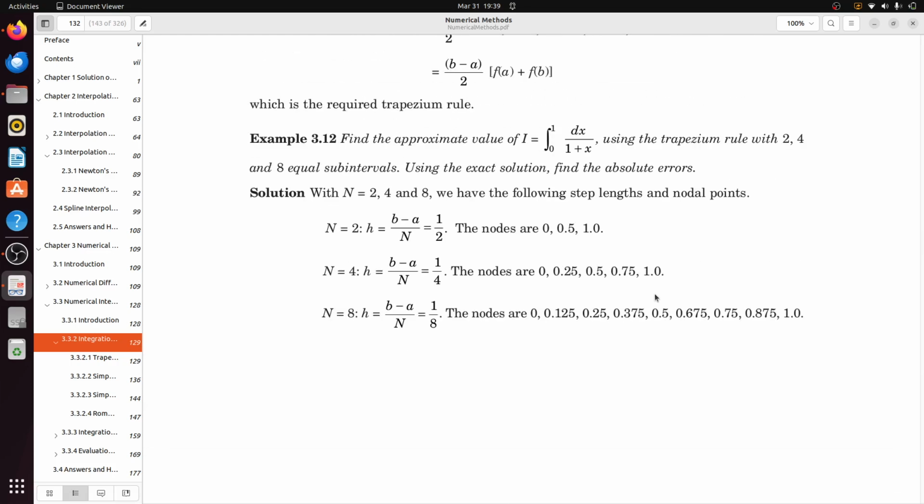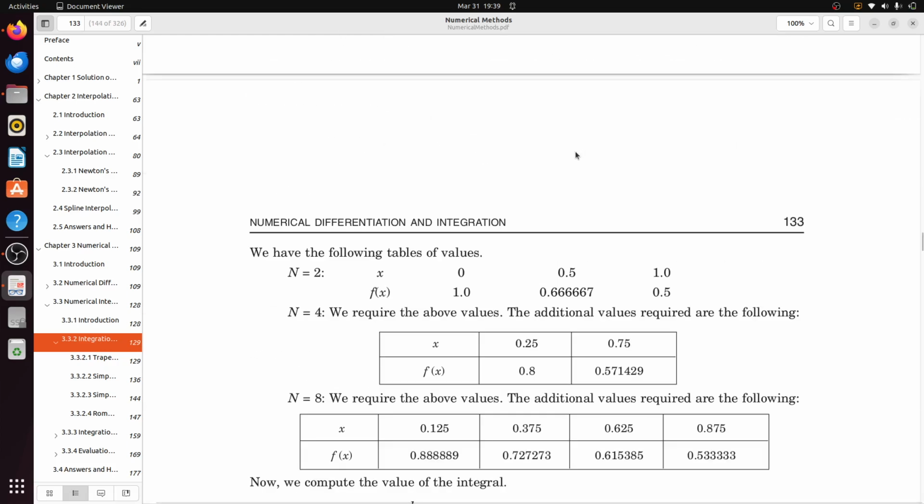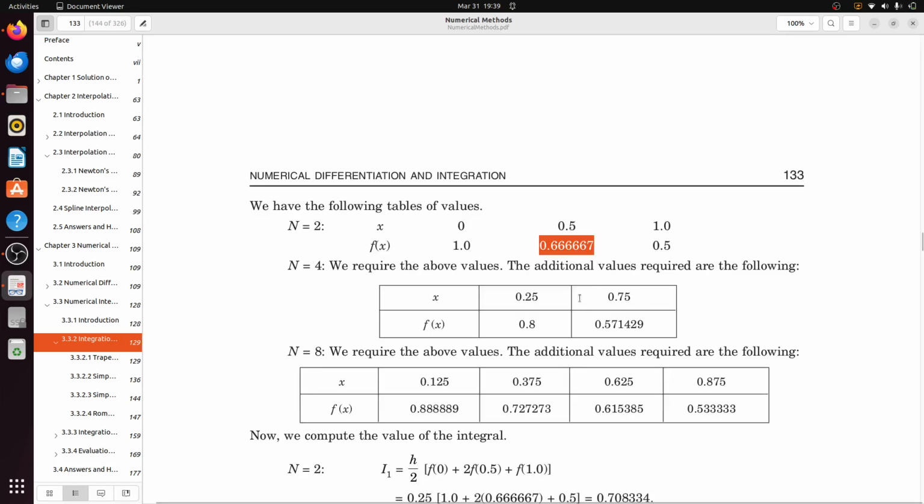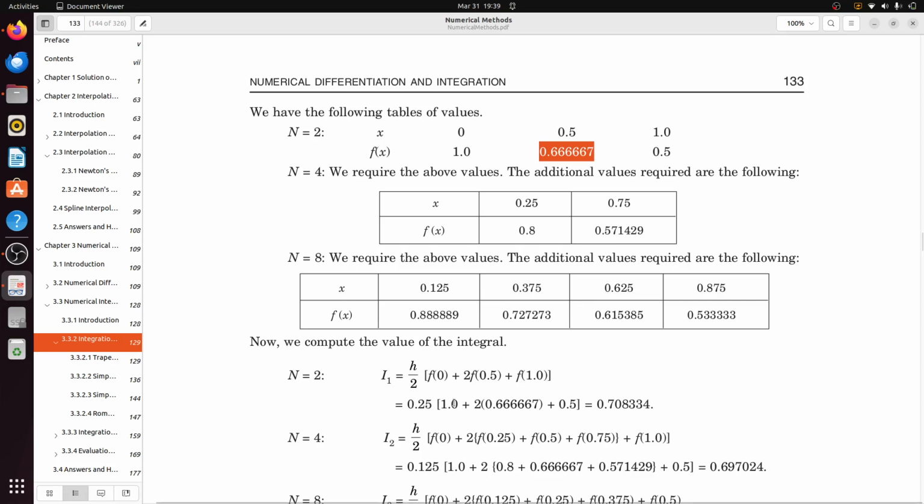The exact value, you just have to take ln(1 plus 6)... ln2, right? Yes, ln2 is the exact value. So for n equal to 2, at x equal to 0, f(x) is 1.0. For 0.5 the value is 2 by 3. For 1 it is 0.5. Now you use the trapezoidal rule, 0.25 plus 1, this gives 0.708334. Yes, sir. Okay, so that is how you determine it for 2 subintervals.